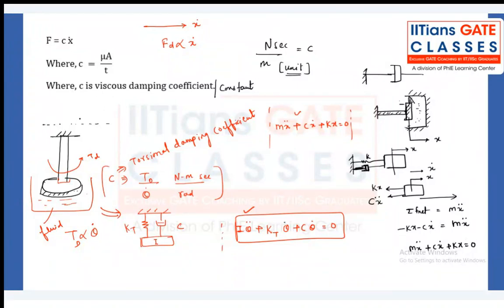But what happens with the angular vibrating system? For an angular vibrating system, we have this as the equation of motion. There, the torsional damping coefficient is called C, which is nothing but T_D divided by theta dot. The damping torque is C into theta dot. So I theta double dot plus C theta dot plus K_T theta equals 0. That is for the angular vibrating system.